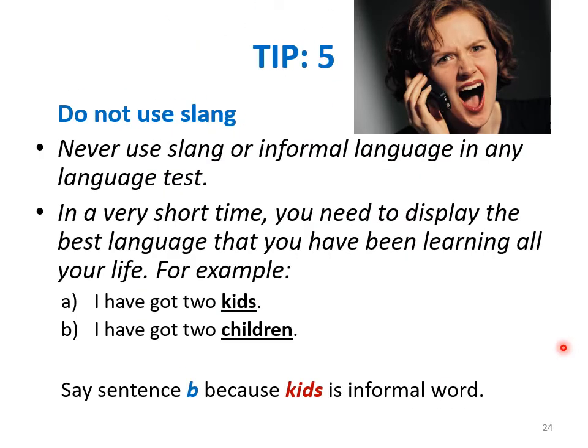Tip number 5, do not use slang. Extremely bad. Never use slang or informal language in any language test. In a very short time, you need to display the best language that you have been learning all your life. So in 14 minutes, you have to demonstrate to the examiner that you are a very good user of a good language. So "I have 2 kids" is not wrong, but it is informal. You have to say, "I've got 2 children." So kids is informal, children is formal.